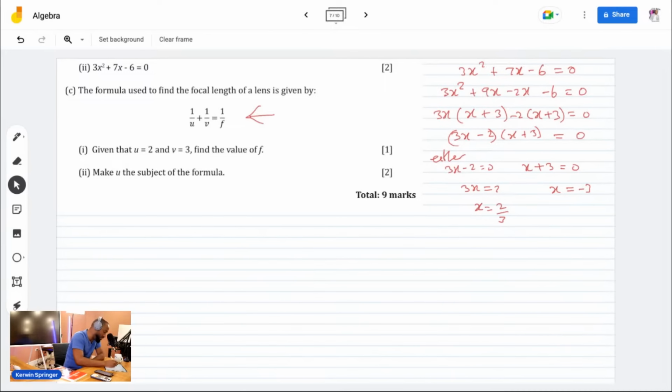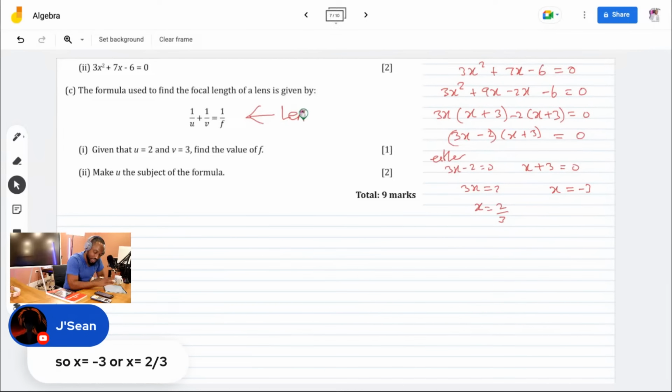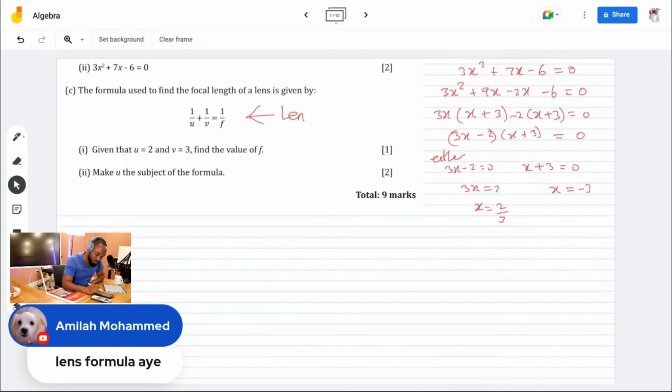And yes, this is the lens formula. Well done, Amila, and everybody else who said lens formula.